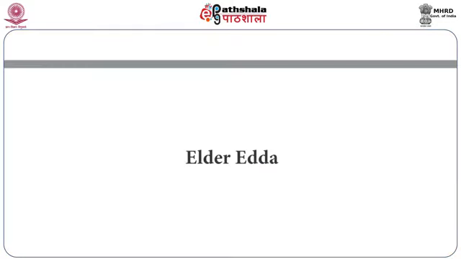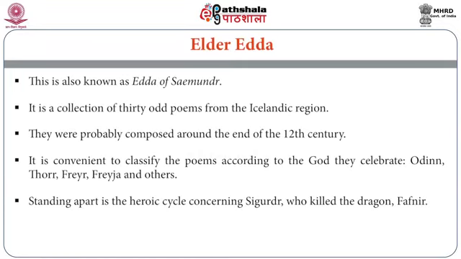Elder Edda. This is also known as Edda of Saemund or Poetic Edda. It is a collection of 30 odd poems from the Icelandic region. They were probably composed around the end of the 10th century, and it is convenient to classify the poems according to the god they celebrate: Odin, Thor, Freyr, Freyja, and others.